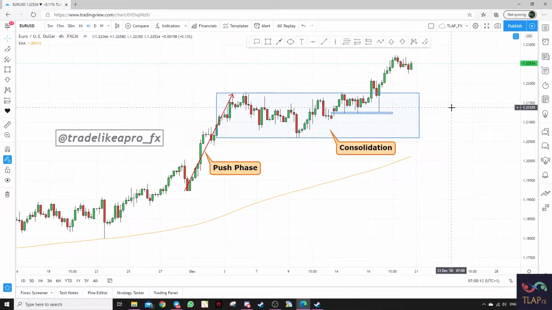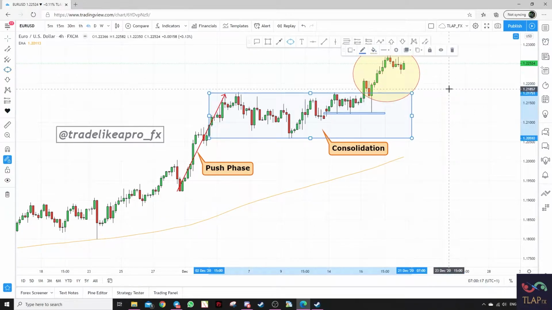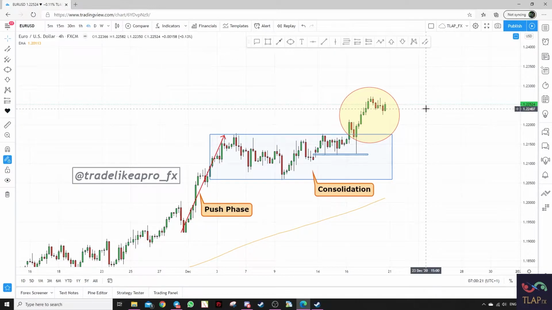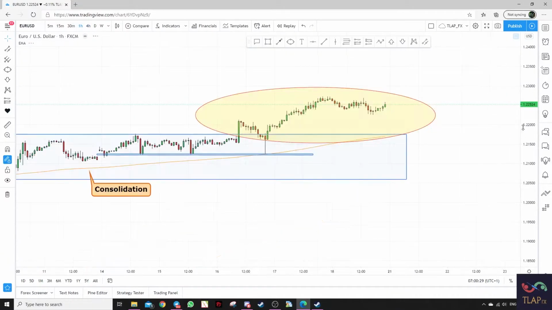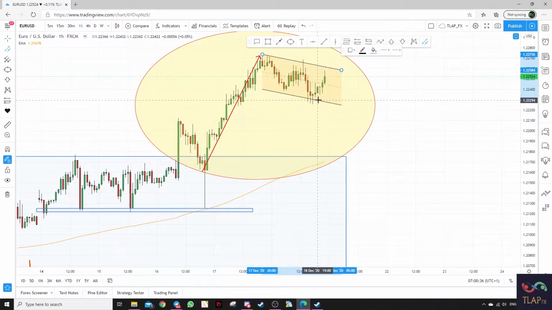Next up, we have the euro dollar. So last week we actually caught a trade here. We made about 1.4%, but now you can see that we have a consolidation over here. We have a potential bullish pattern. So dropping down to the hourly time frame, you can see that prices are making sort of a flag pattern right about here.